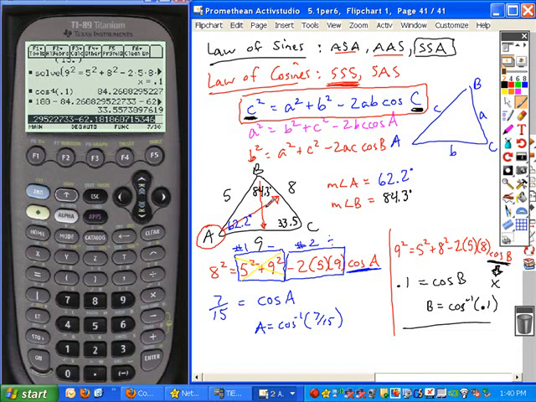Now, if we looked at these, do the angles and side lengths measure up to what you would expect based on comparisons? Largest side, 9, opposite the largest angle. Smallest side, 5, opposite the smallest angle. So it's consistent with what you would expect. Okay, so that's law of cosines using the SAS form.